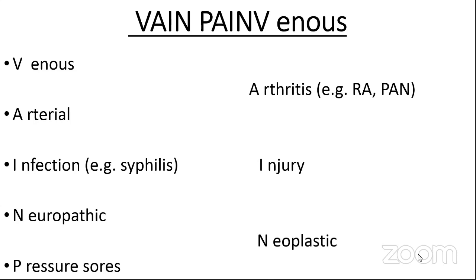When we were students, I used to remember with mnemonics because we were not that brilliant students. So this used to make us remember things easily. So the etiology or causes of ulcer is VEIN PAIN.